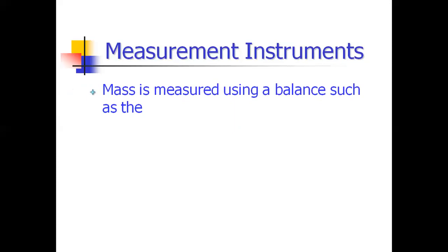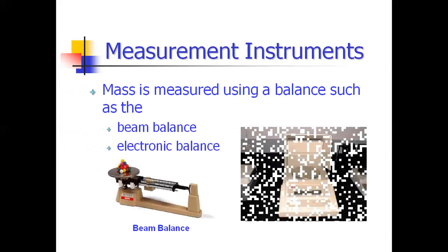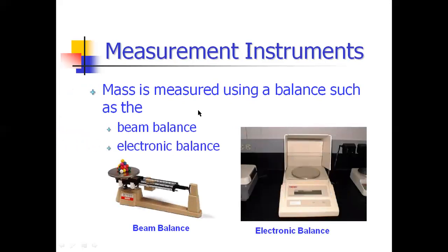So how do we measure the mass of an object? There are some instruments which are used to measure the mass of an object, and that instrument is known as a balance. There are two types of balances: one is the beam balance, and the second is the electronic balance. The figures along with it are in front of you.